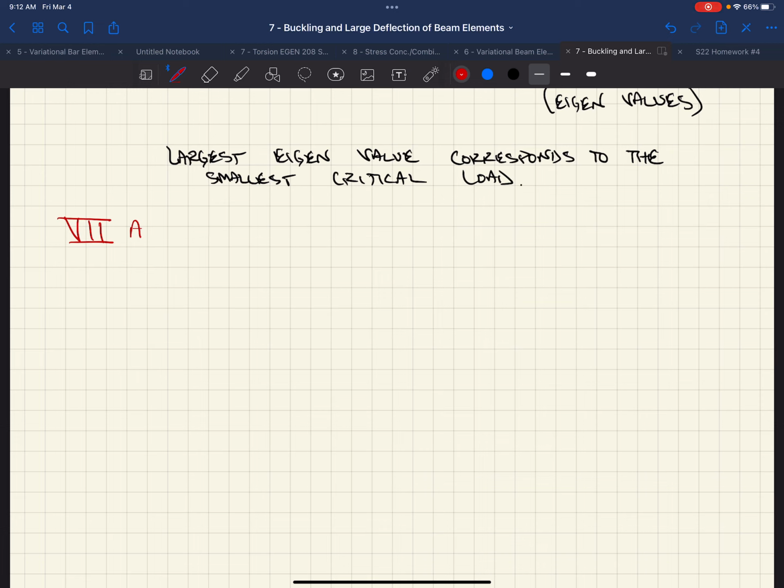So, I just wanted to go through this idea. We're going to call this 7A. We're going to say member releases, because we're going to be doing that when we start modeling things in VA, right?